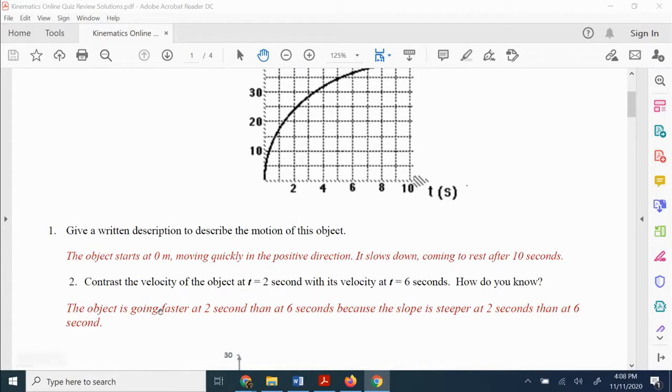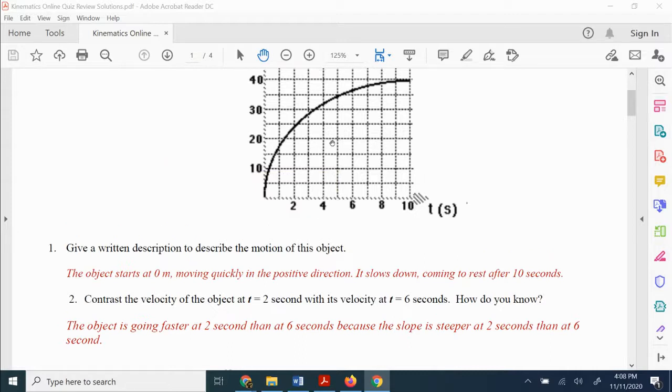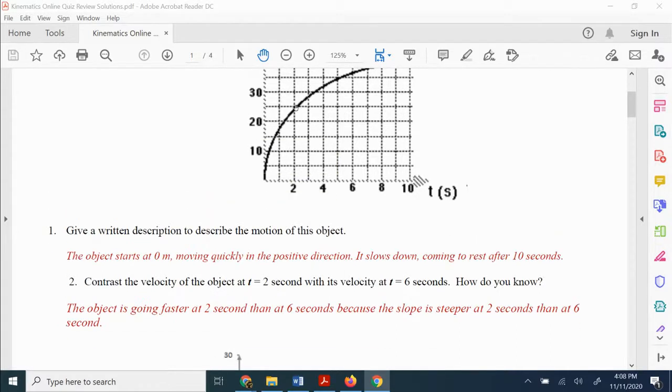I think number two is pretty straightforward. The object is going faster at 2 seconds than at 6 seconds because the slope is steeper at 2 seconds than 6 seconds. I think that's pretty self-explanatory, right? The slope of this graph is the velocity, so the steeper the slope, the faster it's going.